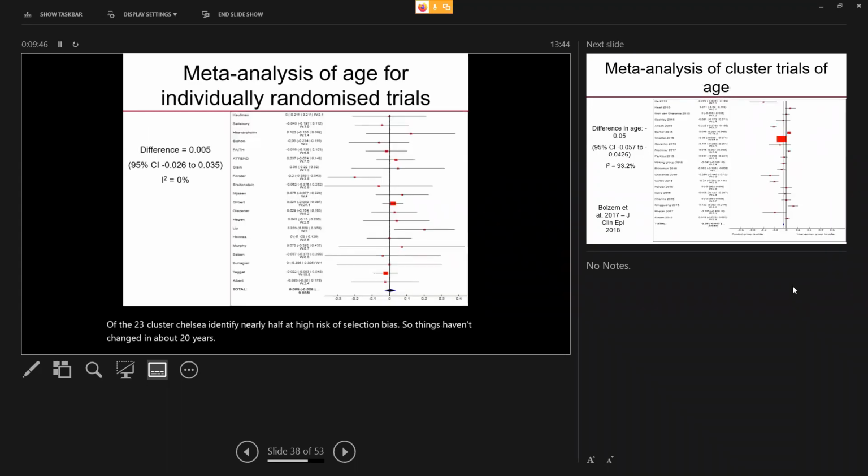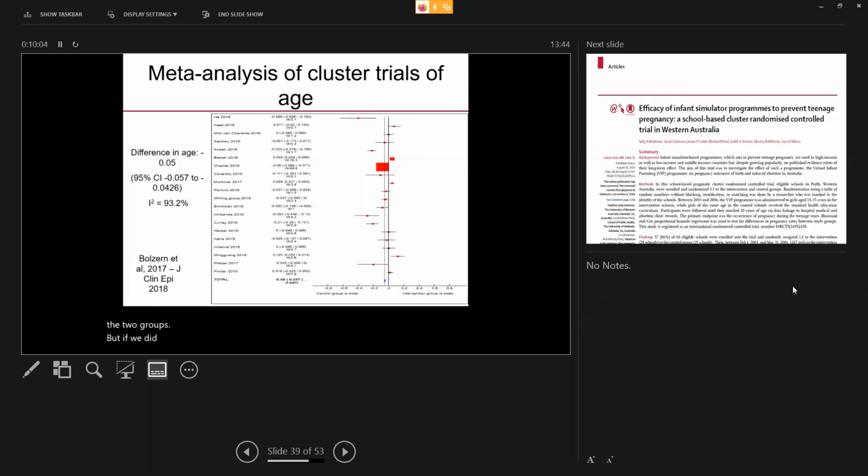And she also went one step further than we did in the original review. I've shown this slide before. This is what we should expect when we do a meta-analysis of age of randomized participants. We would expect an I-squared of 0 and no difference between the two groups. But if we did the same for cluster randomized trials, we see a really high I-squared of 93%. There are significant numbers of trials that have either older or younger patients. The bias can go either way. If you actually looked at the age, there was a big significant difference in age between the groups.